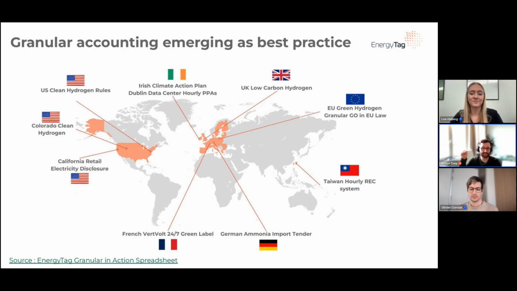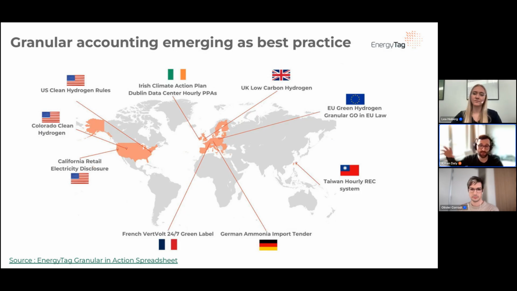There are already best-in-class examples of regulation that is moving towards more granularity, right? So moving away from annual to hourly accounting, for example. We've seen that in the European Union with the green hydrogen regulations that are requiring much higher accuracy accounting than the status quo, using instruments like guarantees of origin. And similarly, in the United States, we've seen similar rules for the clean hydrogen tax credit there. So hourly, robust, granular accounting being used to ensure high integrity claims.